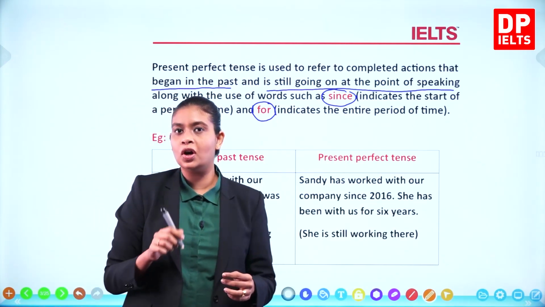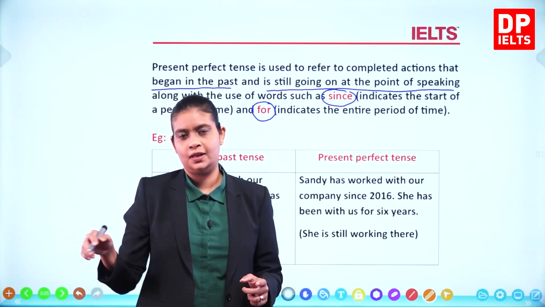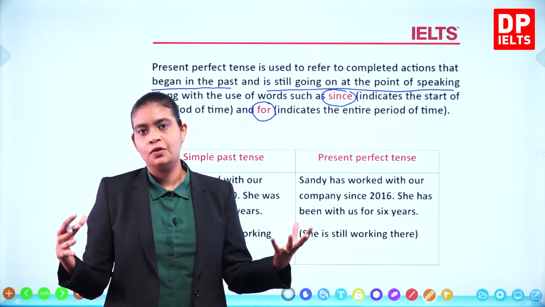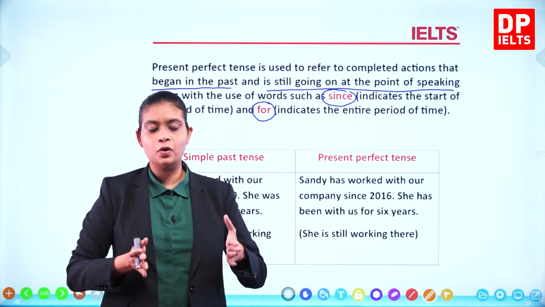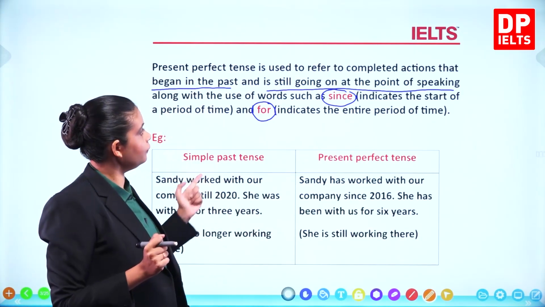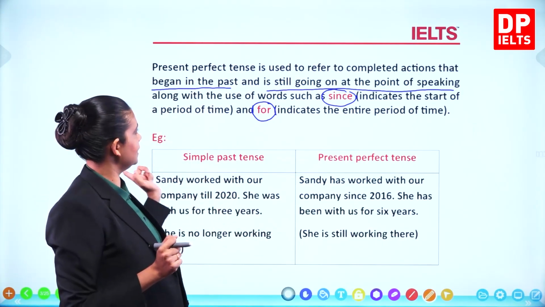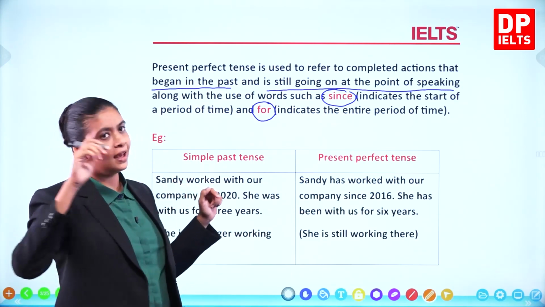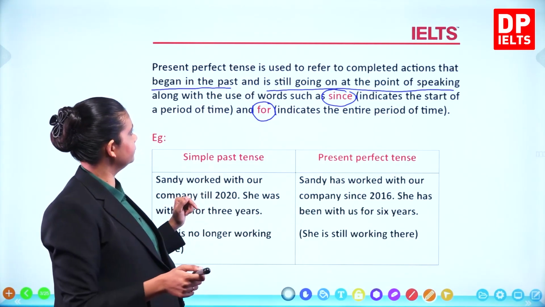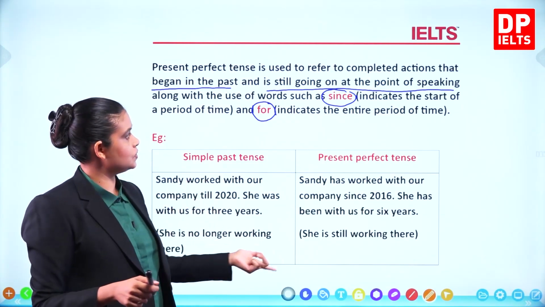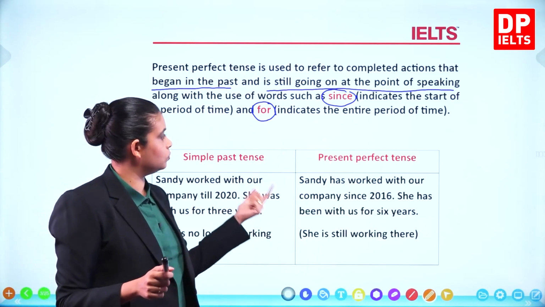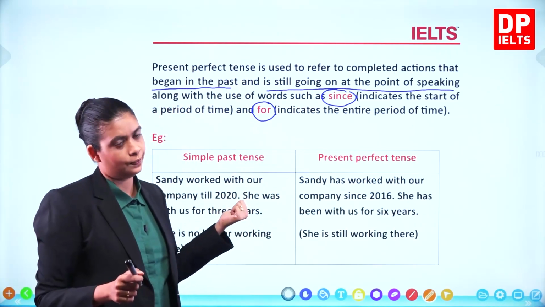I have been working since 2007. So since means the start point. I have worked for more than 15 years. For means the entire duration, right? So if you want to talk about completed actions, but they began in the past and it is still going on, then you can use the present perfect tense, but you will use it with words like since and for, right?